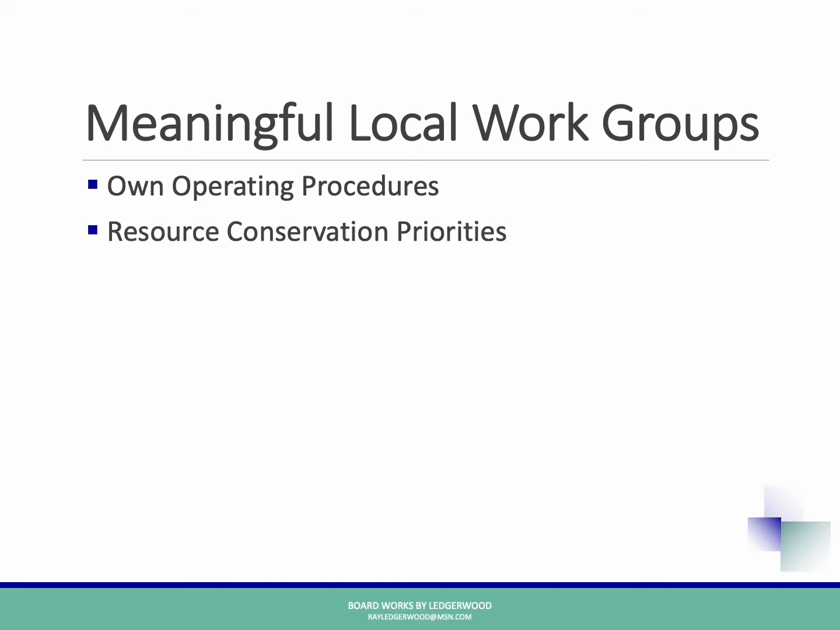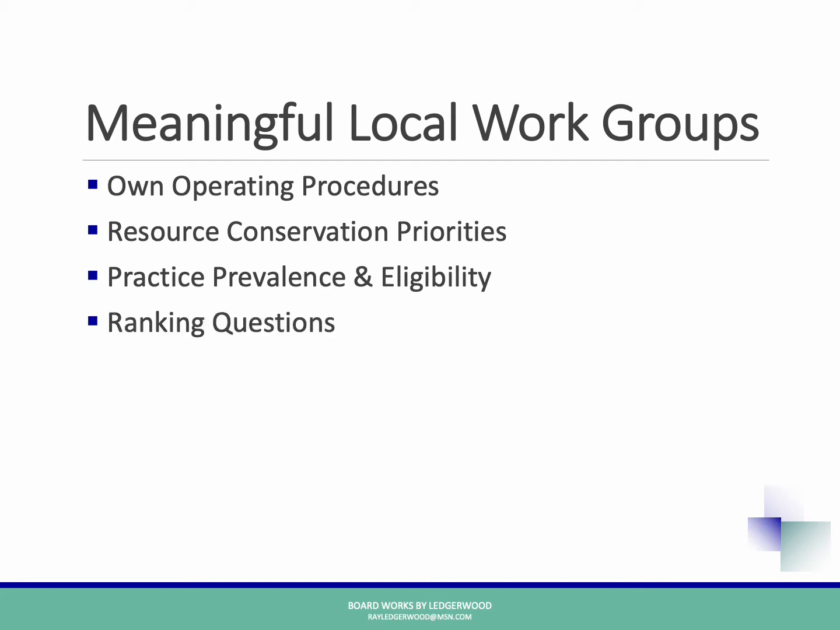Meaningful local work groups also concentrate on the resource conservation priorities. They identify those, they talk about them, the multi-agency and multi-organization nature and landowners in discussions together about the resource conservation priorities. Meaningful local work groups also talk about and work from practice prevalence and eligibility. What are the most important practices that we need to be promoting in our local work group area to address conservation issues in our local work group area?